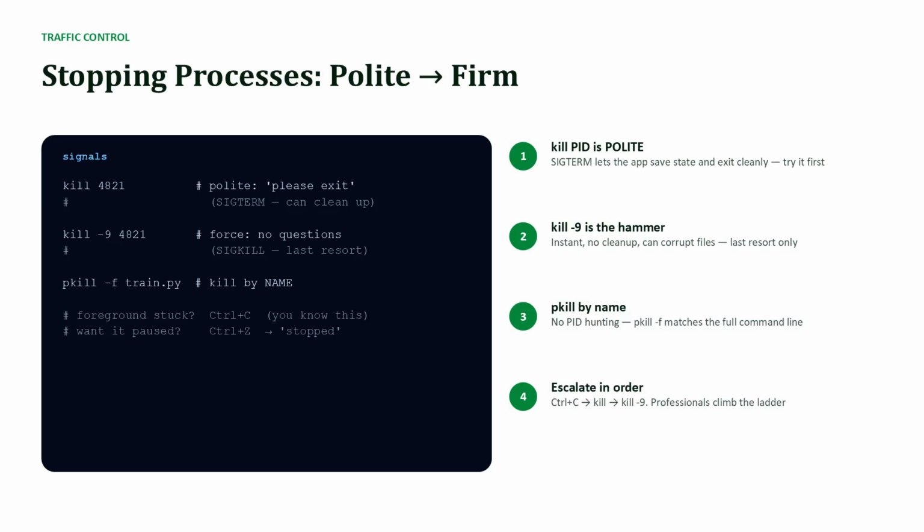Last resort only. pkill kills by name instead of PID. pkill -f train.py matches the full command line. No number hunting. And in your own terminal, Control-C interrupts the foreground program, while Control-Z pauses it, which sets up the next slide. The professional habit. Escalate in order. Ask nicely, then insist, then hammer.